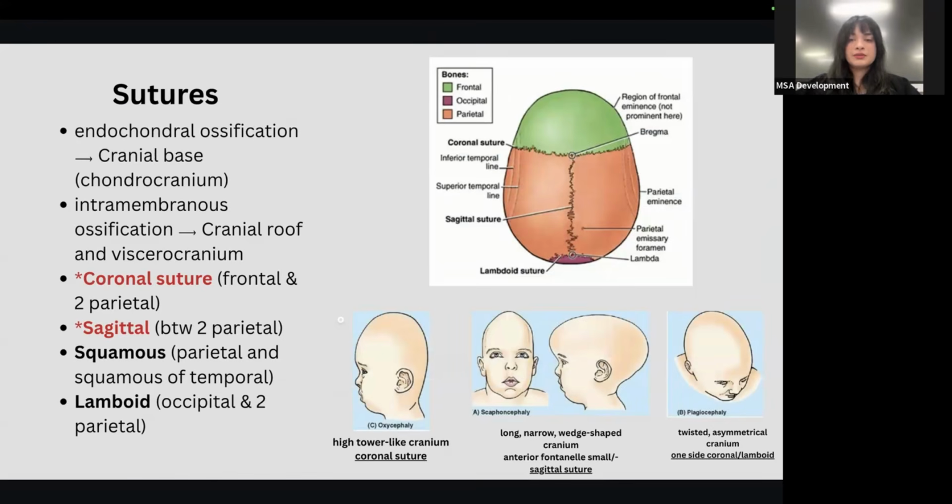So the cranial base, okay, so the base is formed by endochondral ossification, and the cranial roof and the visceral cranium is formed by intramembranous ossification. You just need to know those words. Now we move on to the sutures.